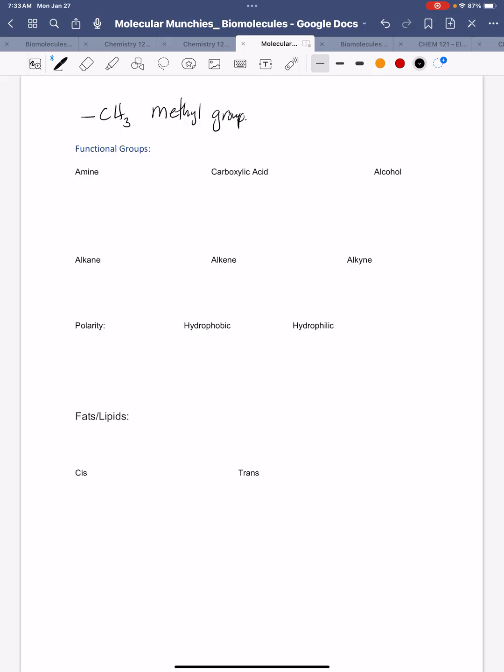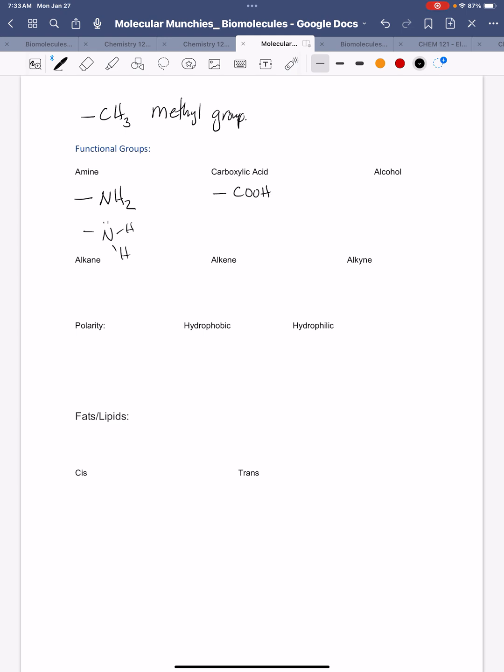When we refer to proteins, one of the important groups is an amine group. It's an NH2 group where you have this nitrogen and two hydrogens attached to it. That's going to be really, really important when we, again, speak of proteins. Carboxylic acid, this is one of the ends of a fatty acid, which we'll speak about. COOH is the functional group.